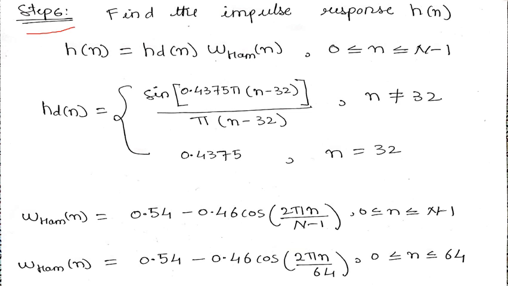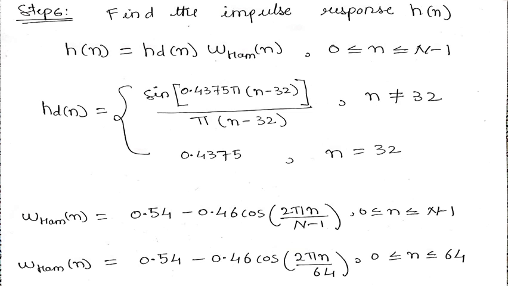Step 6: we find the impulse response h of n. The impulse response h of n is given as h of n equals hd of n multiplied by the window function, and in the current numerical we are using the Hamming window. Using the formula discussed in step 4, we write hd of n for two cases, that is n not equal to alpha and n equals alpha. So we get hd of n as sine of 0.4375 pi (n minus 32) divided by pi (n minus 32) for n not equal to 32, and we get hd of n as 0.4375 for n equals 32.